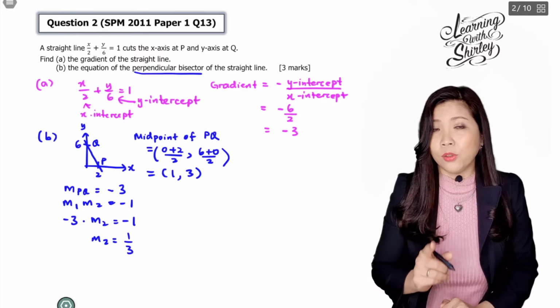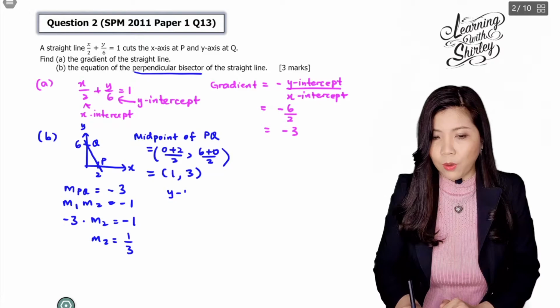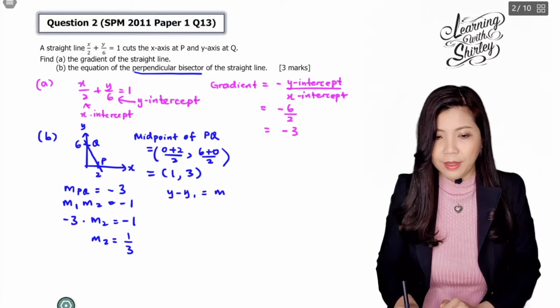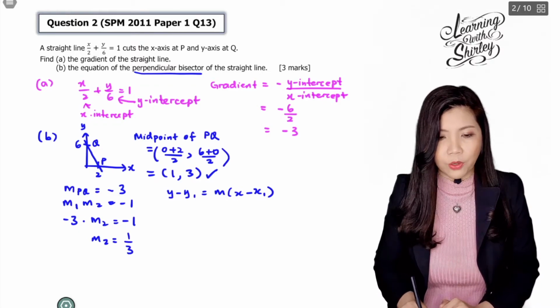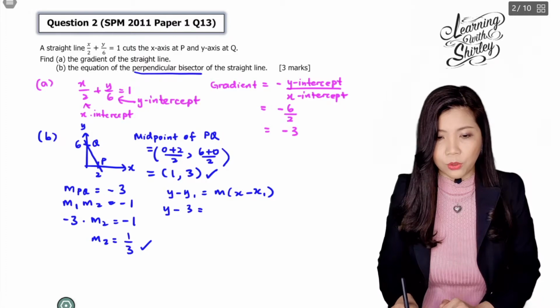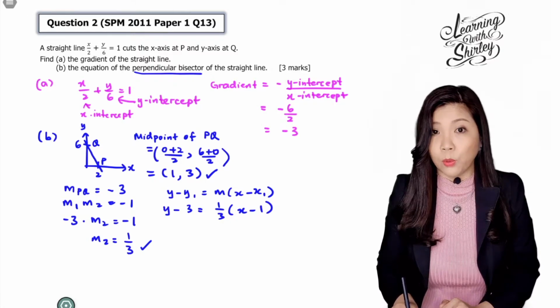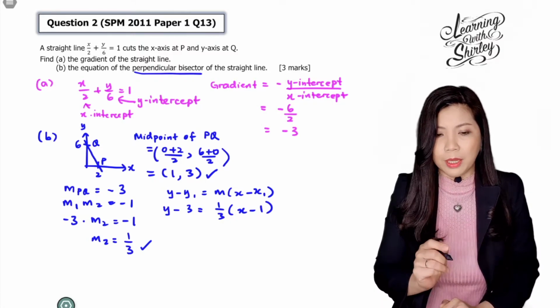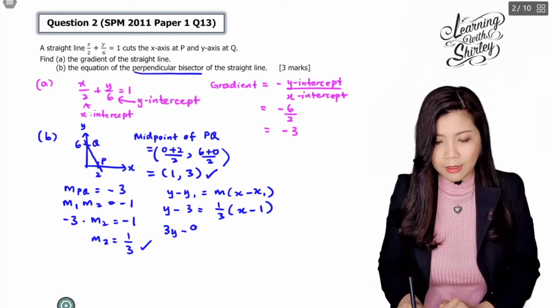The last step is to put into the equation of the straight line formula, which is y minus y1 equals m times x minus x1. So I'm going to use this coordinate and this gradient and put into the formula. So y minus 3 equals 1 over 3 times x minus 1. Then I'm going to move this 1 over 3, shift it to the left, it becomes times 3 for all. So it'll be 3y minus 9 equals x minus 1.